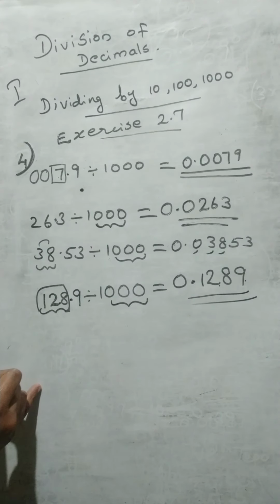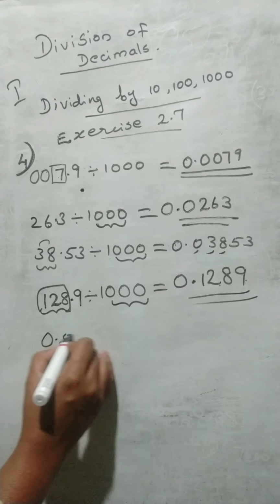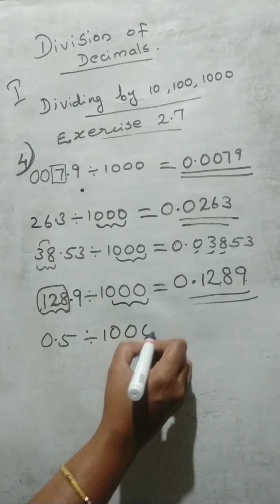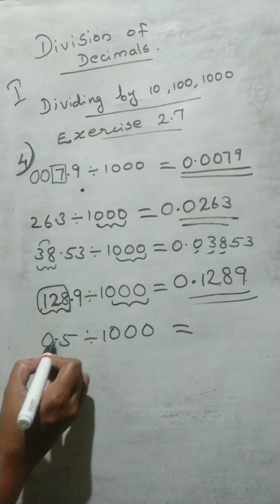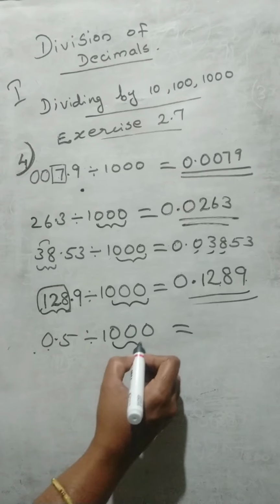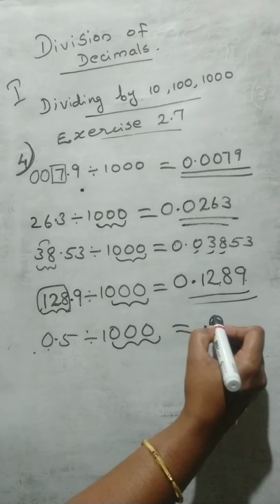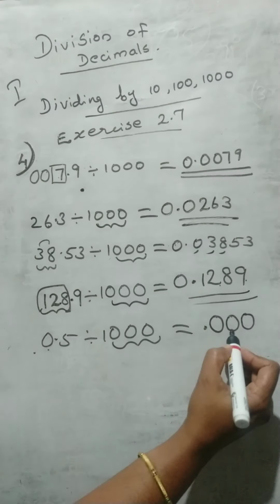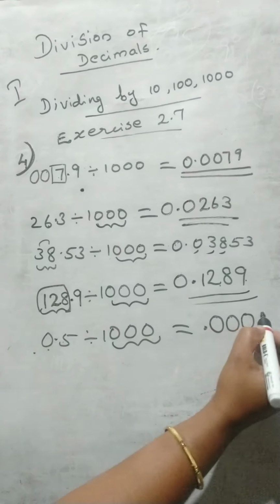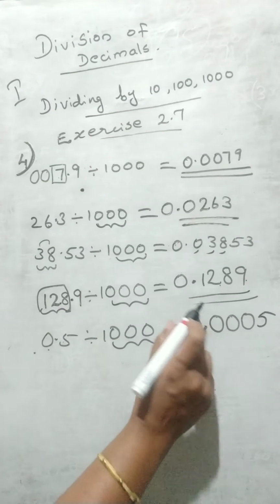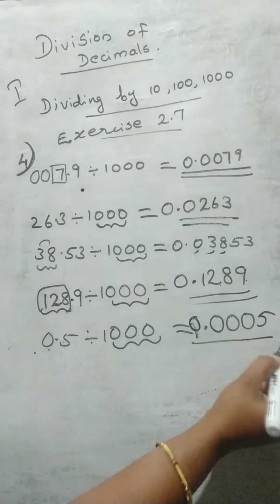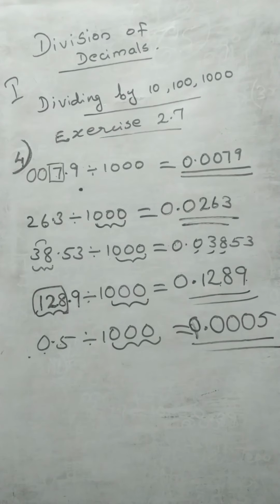Then the next question is 0.5 divided by 1000. There are not enough digits before this decimal point. So 3 zeros are there, so we have to keep 3 zeros after this decimal point, then write that 5 itself. So 0.0005 is the answer. Clear for you?